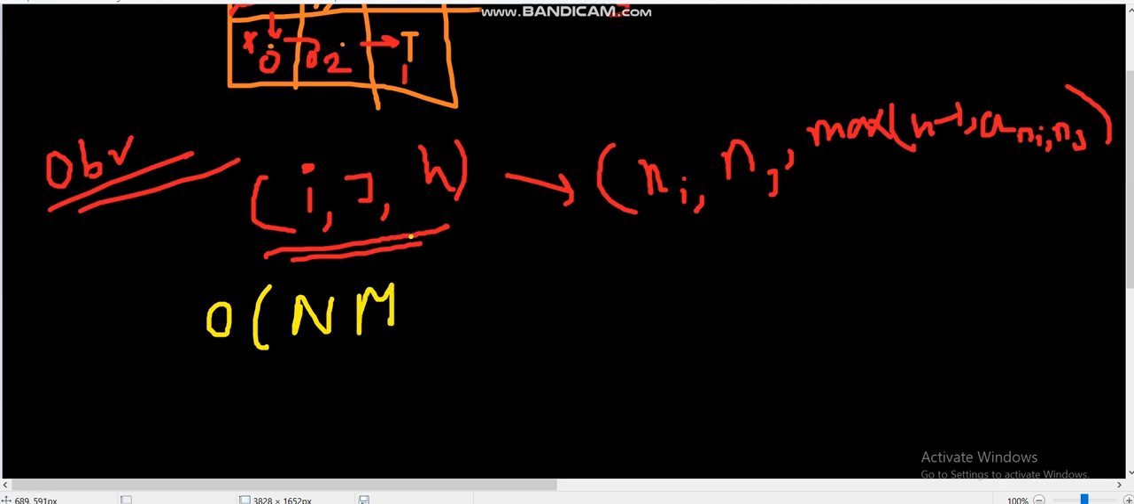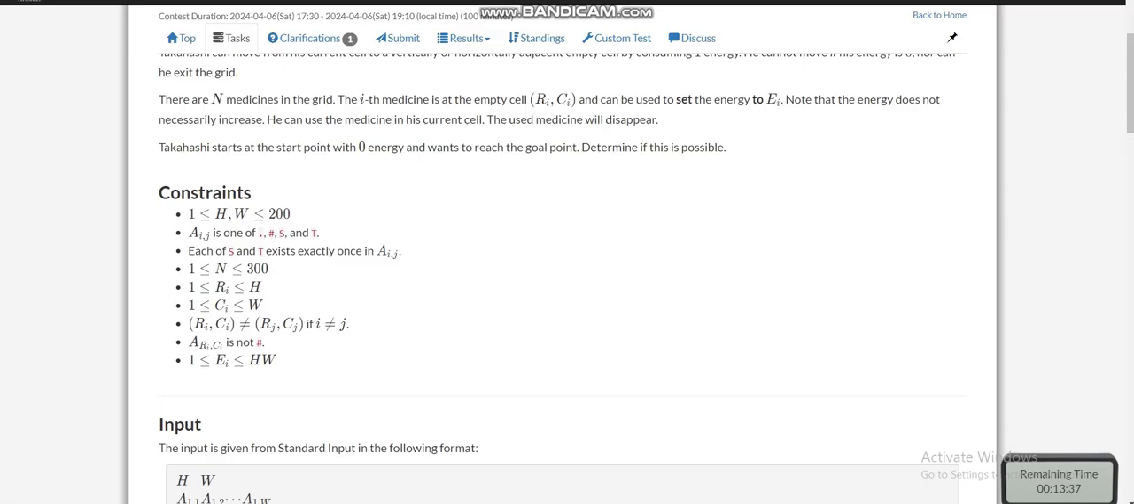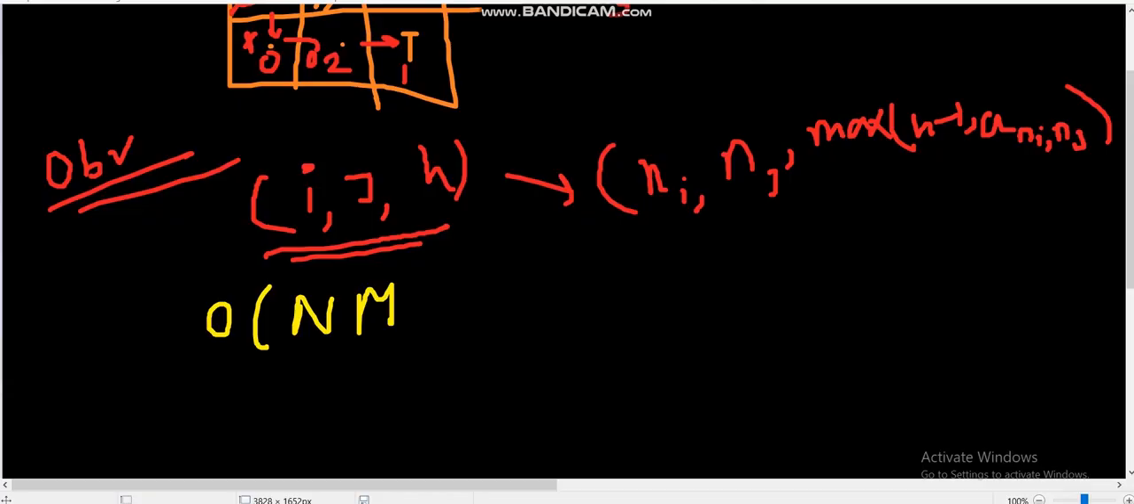And if we take h also into consideration, then the value of h could be hw, which is nothing but nm. So the overall time complexity will be n square m square, which is 8 into 10 to the power 8, which is definitely not possible. So taking this memoization state will not help us.